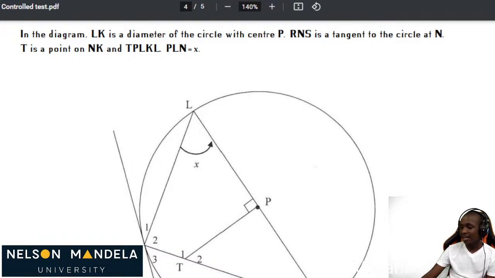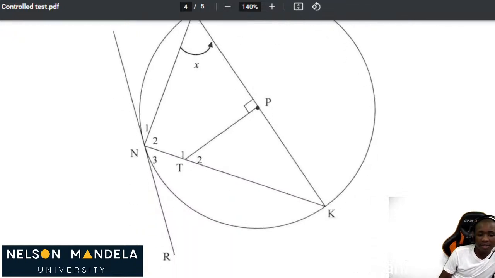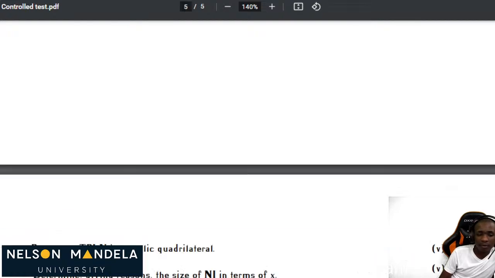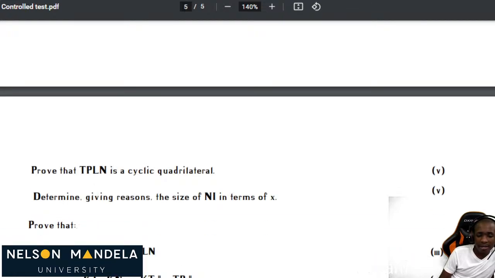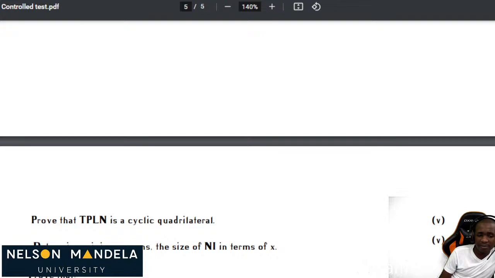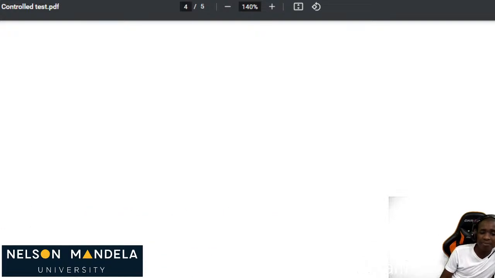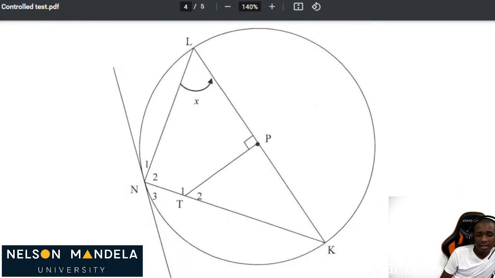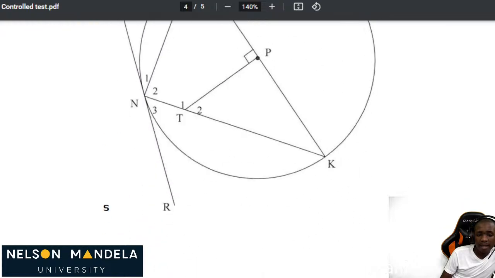Now they're saying that LK is the diameter of the circle centered at P, and RNS is a tangent to the circle at N. T is a point on NK, and TP is perpendicular to LK. PLN, yes, is X. Now they are saying, oh no, the first one is: prove that TPLN is a cyclic quad.